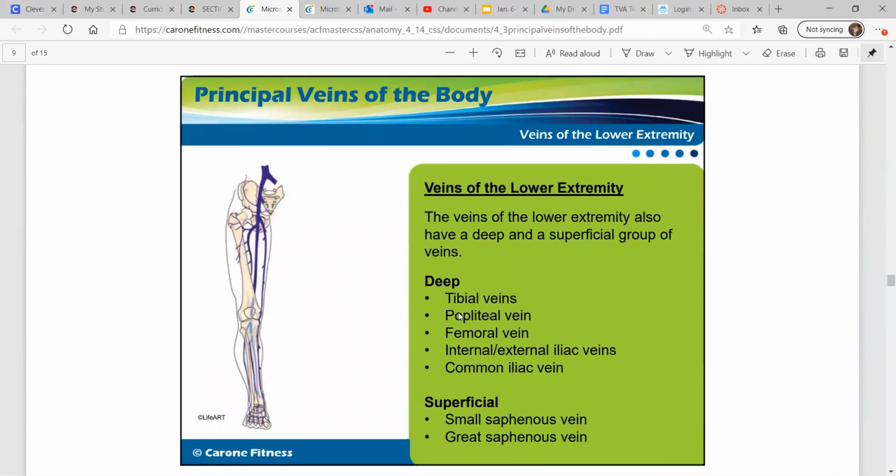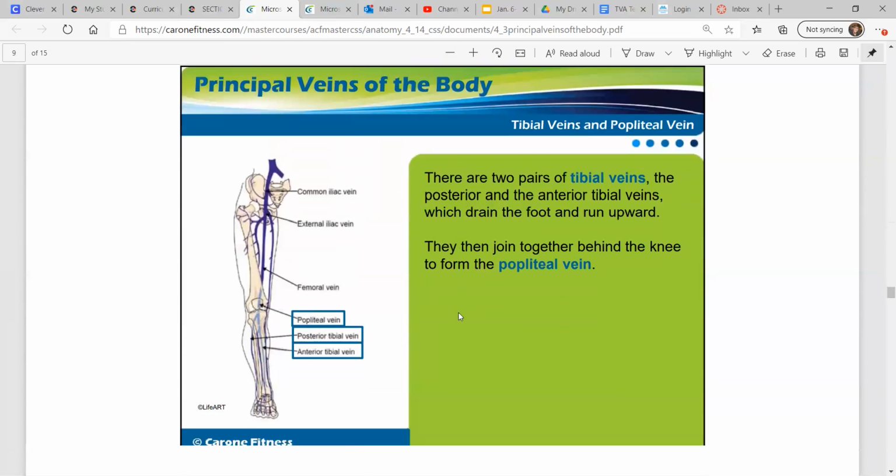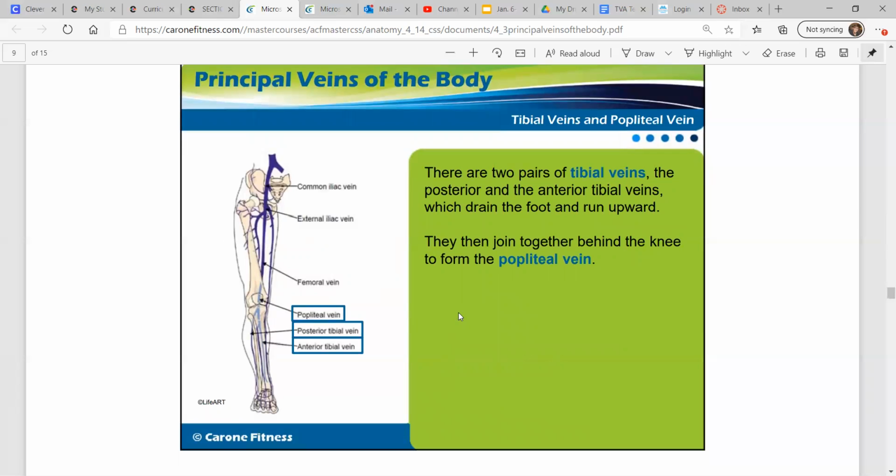Now, moving on to the lower extremity, the veins of the lower extremities have deep and superficial groups too. So on the deeper side, you have veins like the tibial, the popliteal vein, the femoral vein, internal and external iliac veins, common iliac vein, and then more superficial, we have the small saphenous vein and the great saphenous vein.